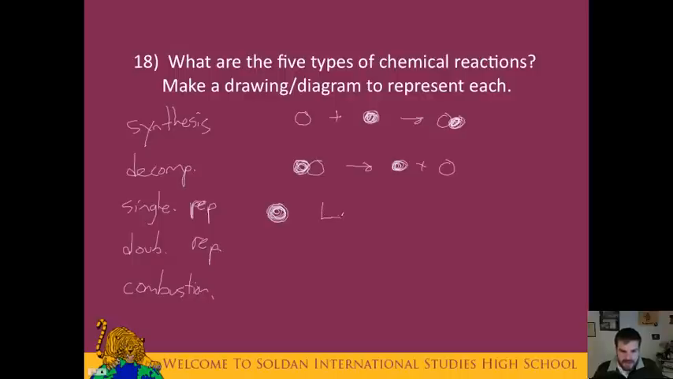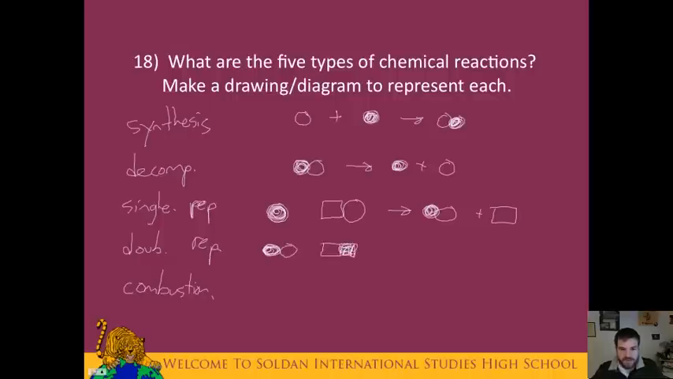I'm going to change this to a square and an open circle. In a single replacement, this atom is going to bump out or replace this atom here. So now these two atoms are together, and you're left with your single element, the square there. Double replacements, like the men with the hats, they switch hats. So I'll show this like this, and this.